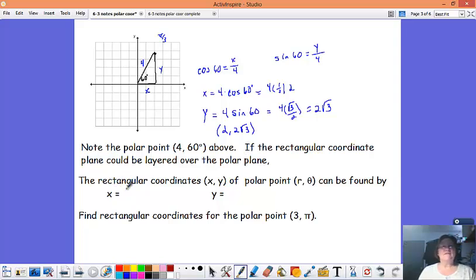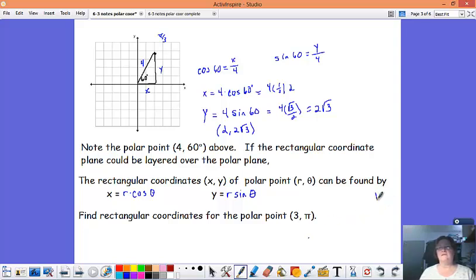Let's generalize that for any point in the polar plane. To find the x, what we did was multiply r times the cosine of theta. And to find y, we multiplied r by the sine of theta. Again, we'll just remind you, you'll get sick of hearing it, but y goes with sine and x goes with cosine.